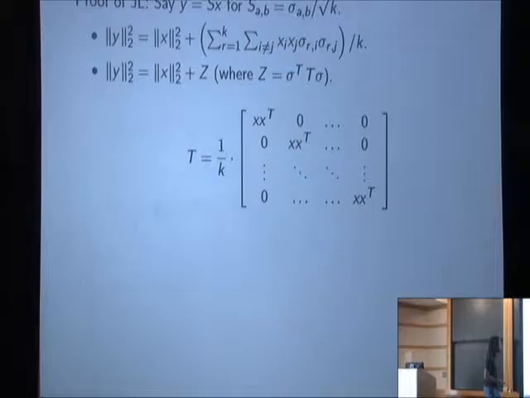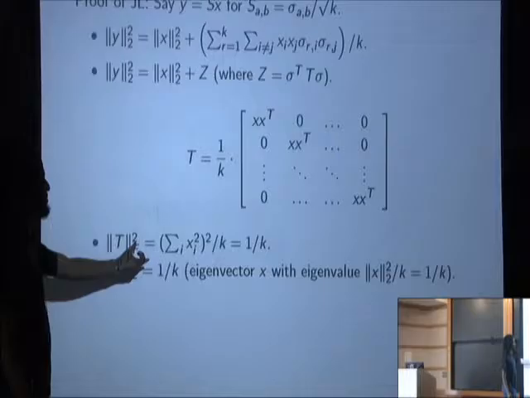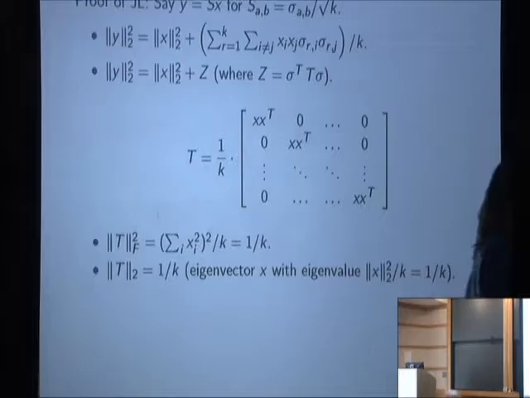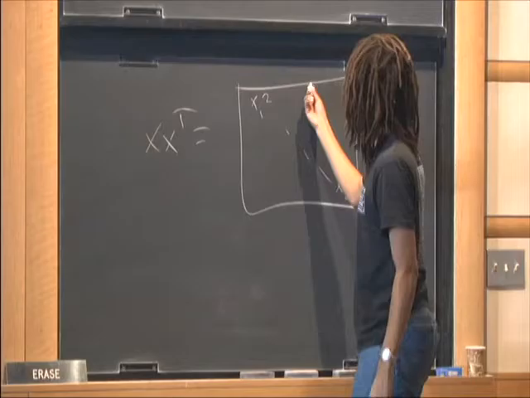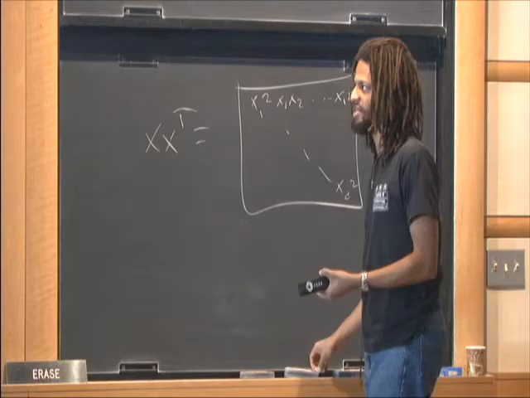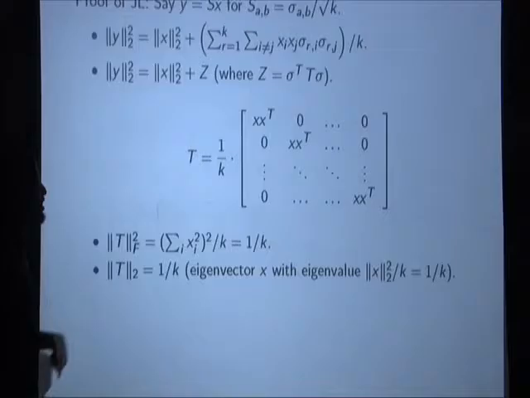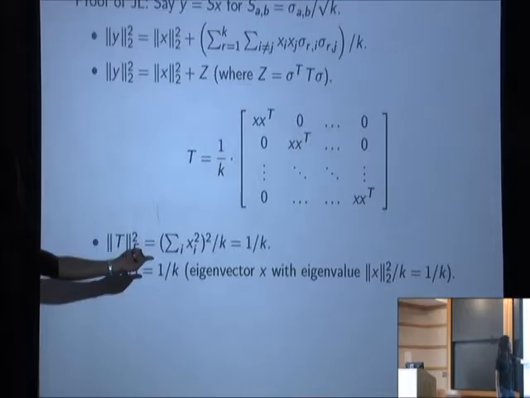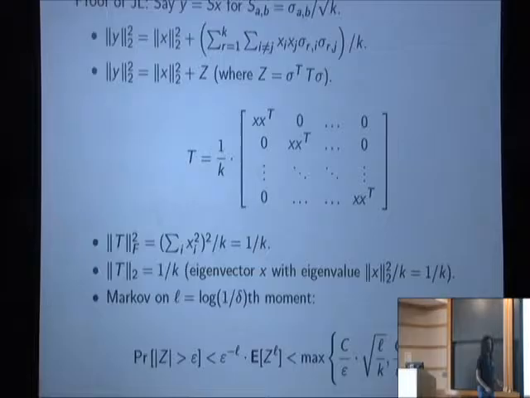Now it's pretty easy to compute the Frobenius and operator norms of this matrix. So xx transpose has a Frobenius norm squared that looks like this. What is xx transpose? It's just this thing: the squares on the diagonal, and then the cross terms over here. You sum the squares of this thing, and you get that. And this is a rank one matrix, and the only eigenvector it has with non-zero eigenvalue is x, and x has eigenvalue L2 norm squared of x, but I divide by k because I have k on that side. And that's it really. Now you just apply the theorem. So that's the proof of the JL lemma.